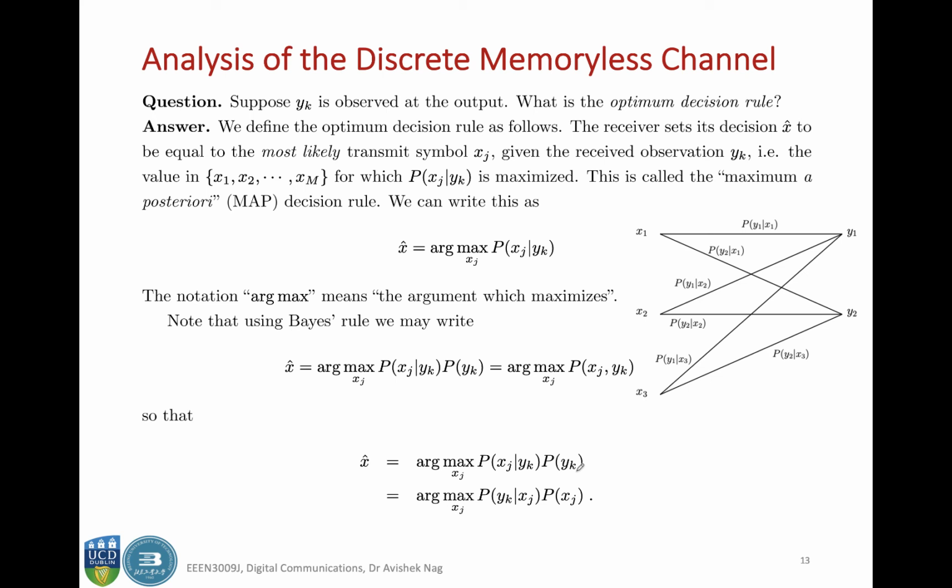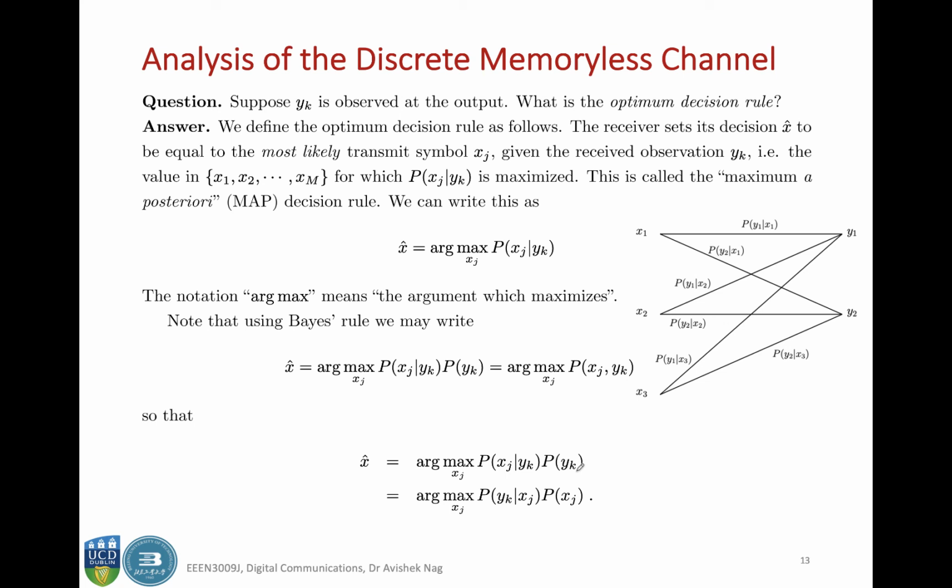Let's say you observe the yk 100 times, and 80% of times or 90% of times you want to make a correct decision, that given that yk is observed in the output, what was the input symbol that was transmitted. And if you make the correct decisions 80 to 90% of the time, then that is basically the optimum decision rule. So you have to find out that optimum decision rule.